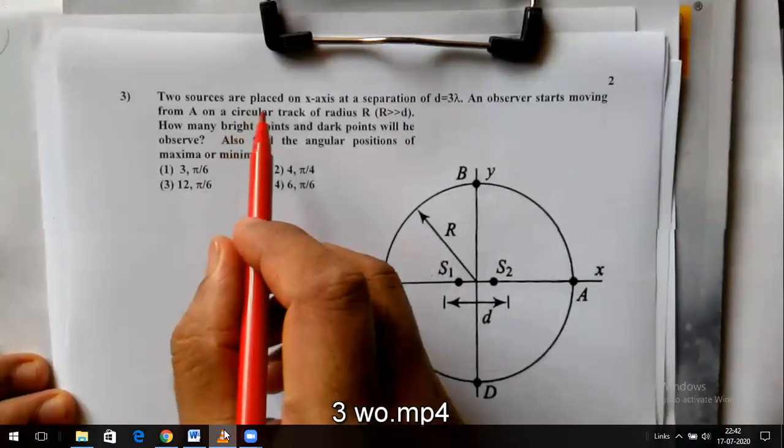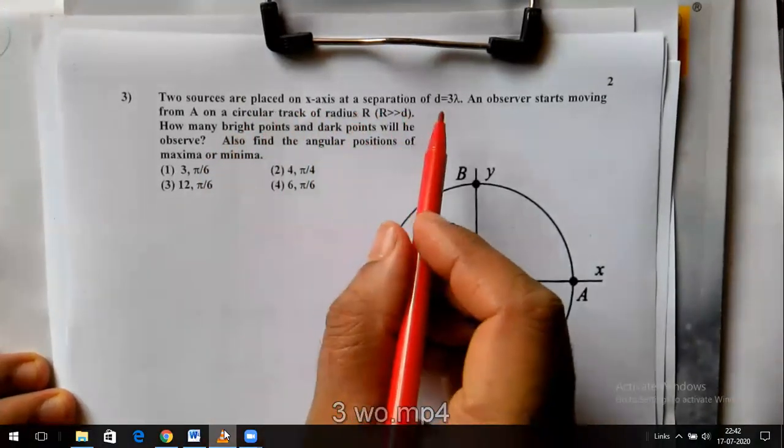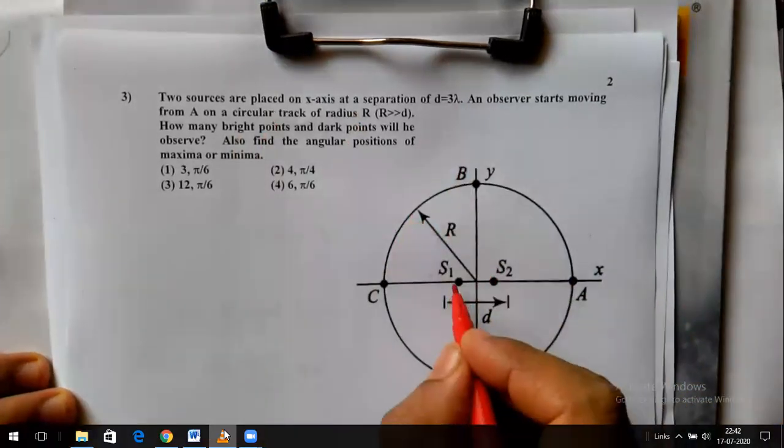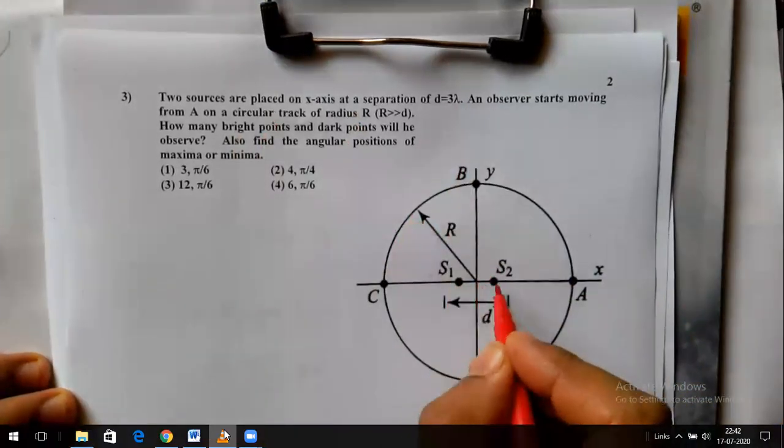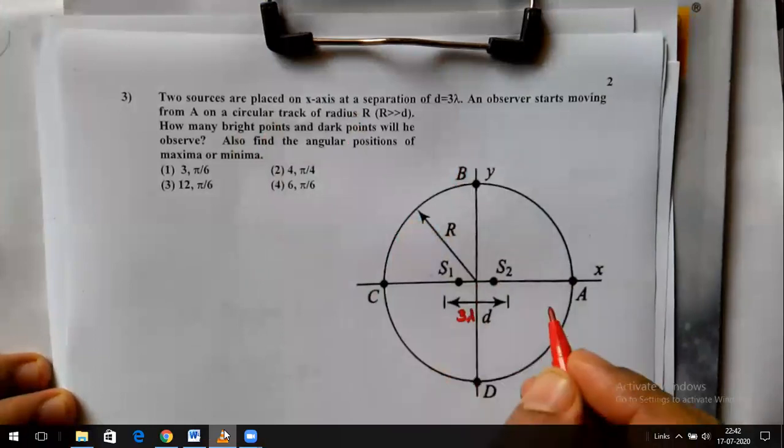Two sources are placed on the x-axis at a separation of d equal to 3 lambda. So this is given to be 3 lambda. S1 and S2 are placed at a distance of 3 lambda. Let me write it here.